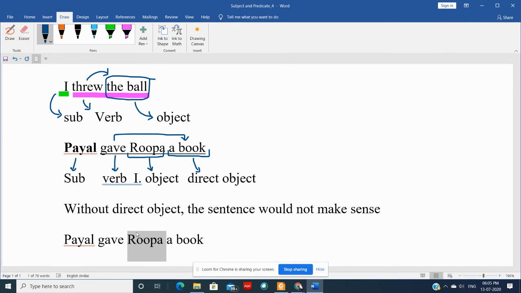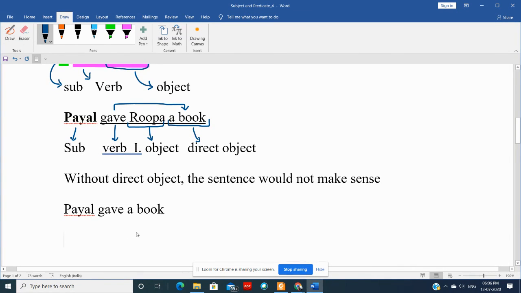But you can still ignore this word Rupa. If you just write like this, Payal gave a book, it's still making sense. However, not complete, but still it's making sense. It's not completely insensible sentence, okay? So hint क्या है? डायरेक्ट ऑब्जेक्ट के बिना सेंटेंस सेंस नहीं कर सकता, इनडायरेक्ट ऑब्जेक्ट के बिना सेंटेंस सेंस कर सकता है, राइट? Okay, so this is how direct object is necessary. Now let's see one more example.